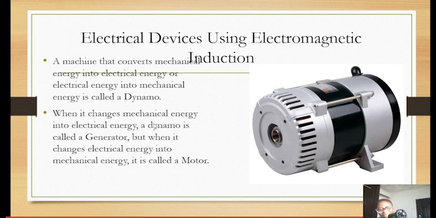When it converts mechanical to electrical, we call it what? A generator. But when it changes electrical into mechanical energy, we call it a motor. Please don't forget that. Let's take that again.